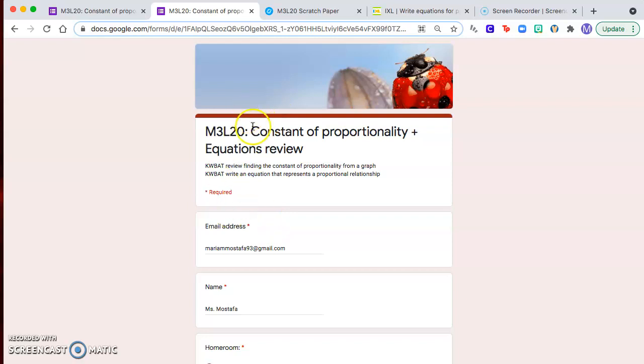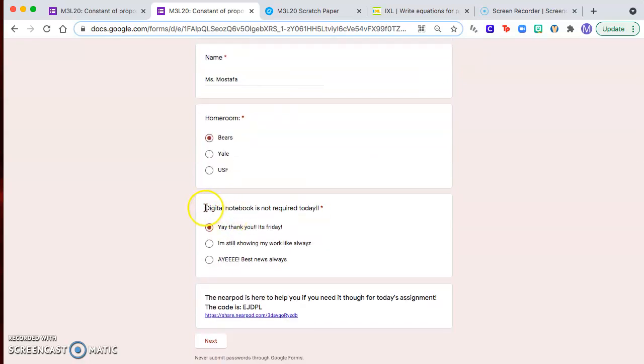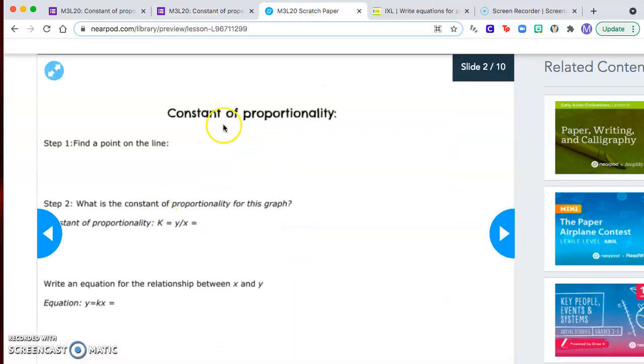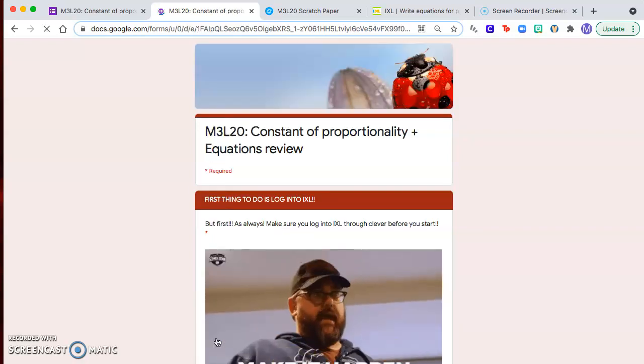Alright, so for today's lesson, we're going to review constant of proportionality and equations, which is what we did yesterday in class. A few things before we get started. The digital notebook is not required, but it is there if you need help. It has steps that will help you solve the problem. If you feel like you need it, go ahead and click on the link, and then we're going to move on to the next page.